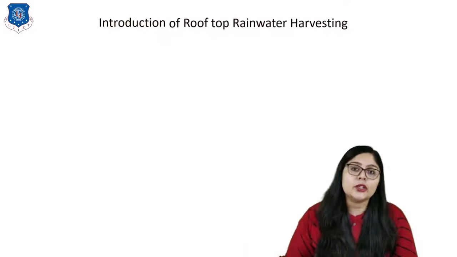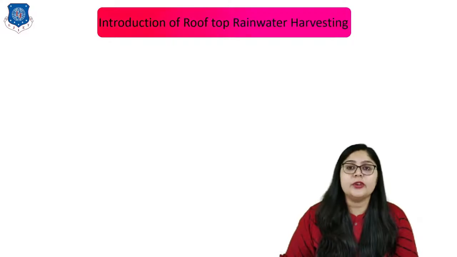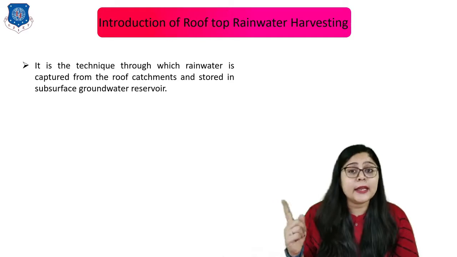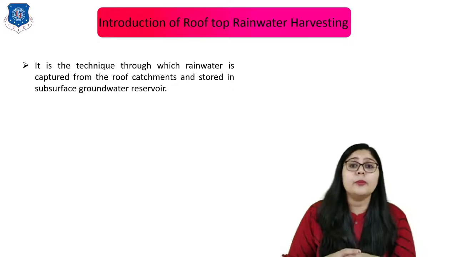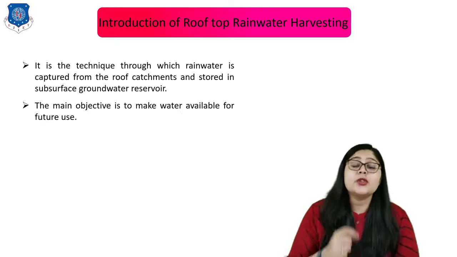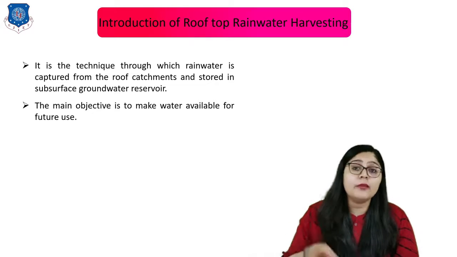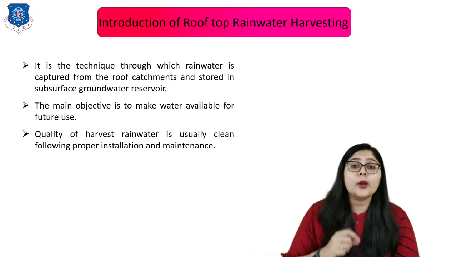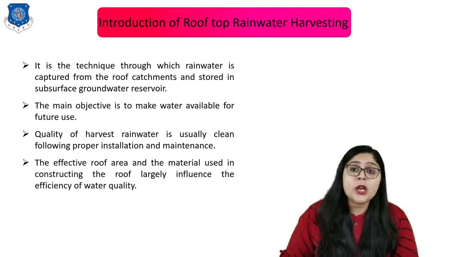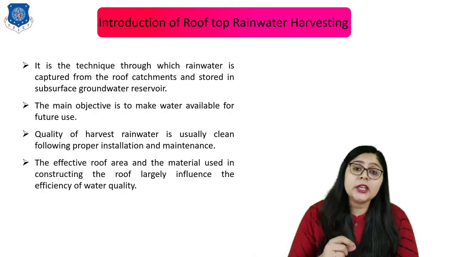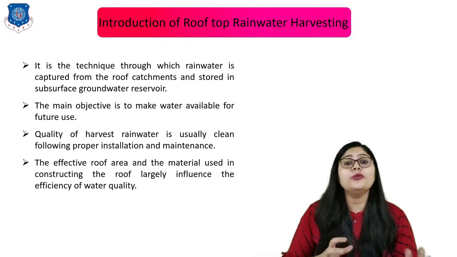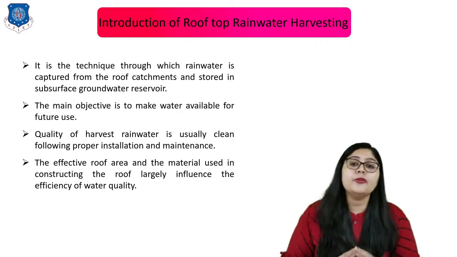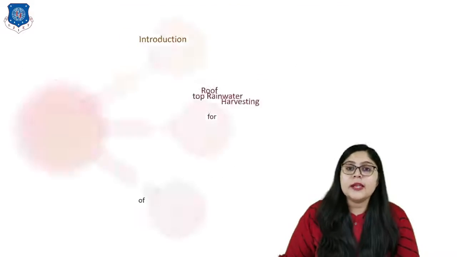Let us see the introduction of rooftop rainwater harvesting first. It is the technique through which rainwater is captured from the roof catchment and stored in the subsurface groundwater reservoir. The main objective is to make water available for future use. The quality of harvested rainwater is usually clean following proper installation and maintenance. The effective roof area and the material used in constructing the roof largely influence the efficiency and water quality. So this is the introduction.